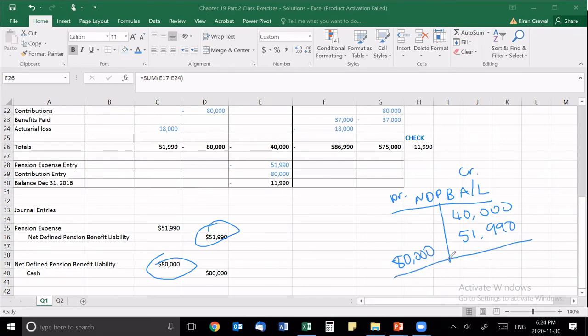So what is our total balance? Start off with 40,000, added the 51,990, subtracted the 80. So we have a negative or a credit balance of 11,990. Okay, and that's how we get this balance here. So our balance in our net defined benefit now went from a credit of 40,000 to a credit of 11,990. All right, so I hope that makes sense of why this is 11,990.